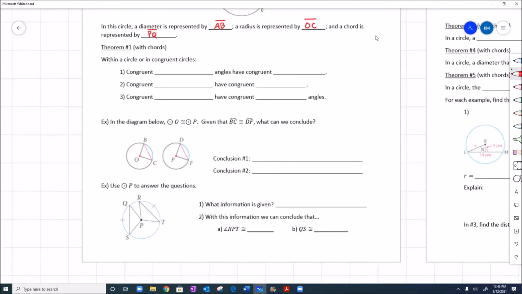All right, theorem 1 with chords. Within a circle, or in congruent circles, congruent central angles have congruent chords. Congruent chords have congruent arcs. And congruent arcs have congruent central angles.